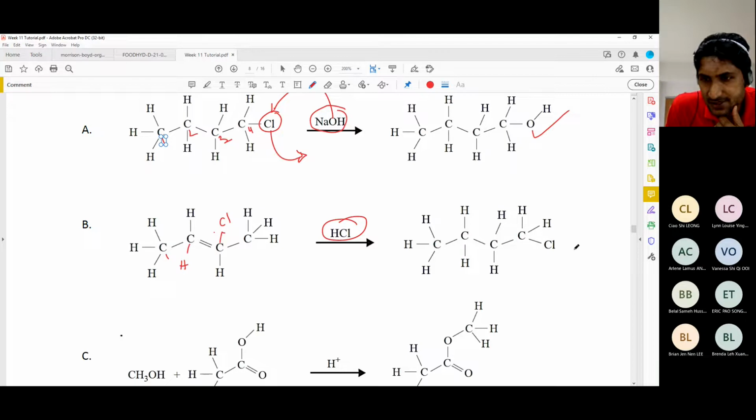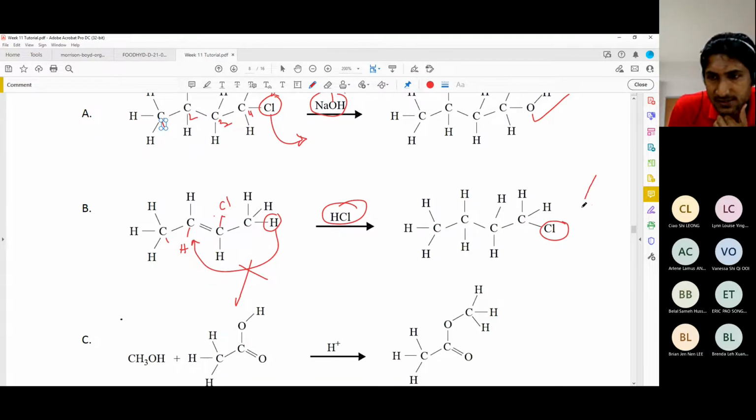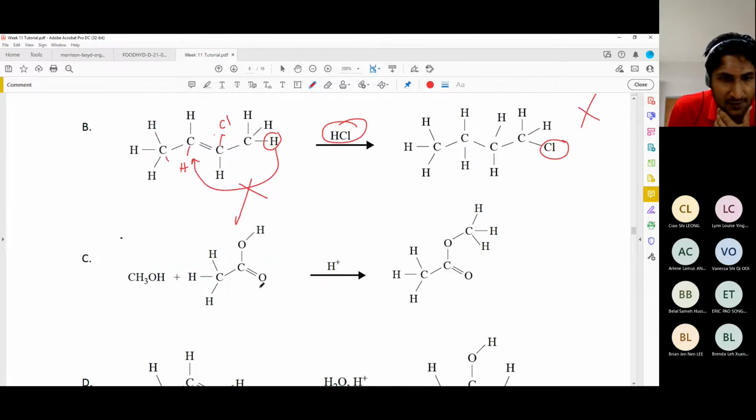But for this reaction, it says the chlorine is going here and 2 hydrogens are attached to the double bond. It is impossible. The hydrogen will not go here, and the chlorine will not come here. Why? Because this carbon-hydrogen bond in a hydrocarbon is quite stable. The hydrochloric acid is not going to break it. So this is the wrong answer. For the others, it is true and should be correct as well.